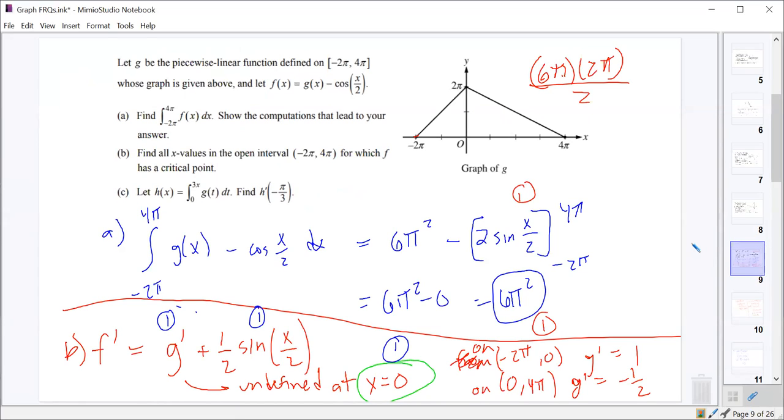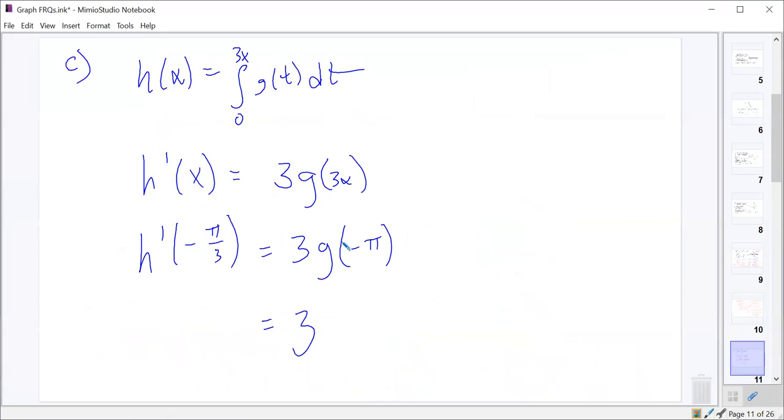If we go back up here, this is the graph of g. Negative pi would be right here. Well, if this is a slope of 1, I've gone to the right pi, so I must have gone up pi. So this is the point negative pi, pi. So g of negative pi ought to be pi, and our answer ought to be 3 pi. And they give 3 points for this one, 1 for the answer, and 1 for the correct h prime value.